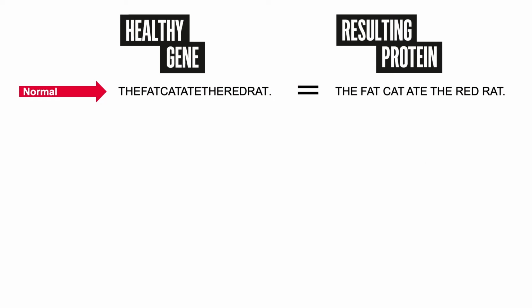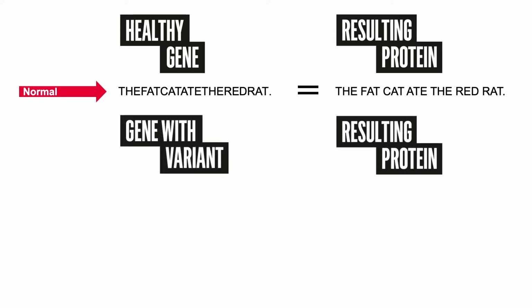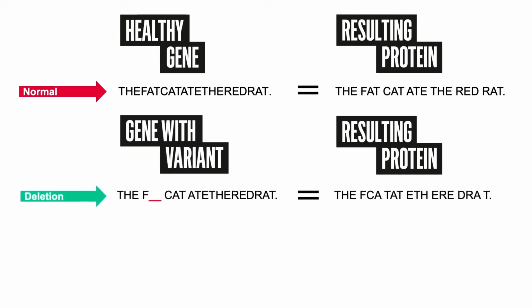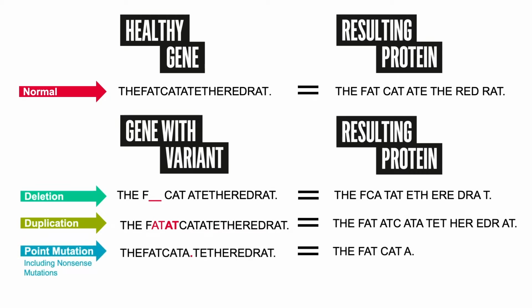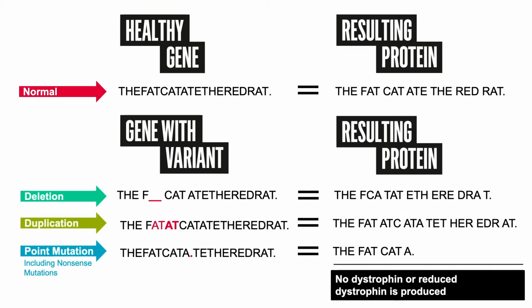Let's look at the reading frame as a sentence. DNA provides the instructions for the protein, essentially like the letters in a sentence. Depending on which letters are missing or duplicated, the sentence may be completely changed and not make any sense, or it may make sense, but not exactly like the original sentence. Therefore, the instruction to make the protein is altered, and either no dystrophin or reduced dystrophin is produced. This is seen with deletions, duplications, or smaller point mutations.